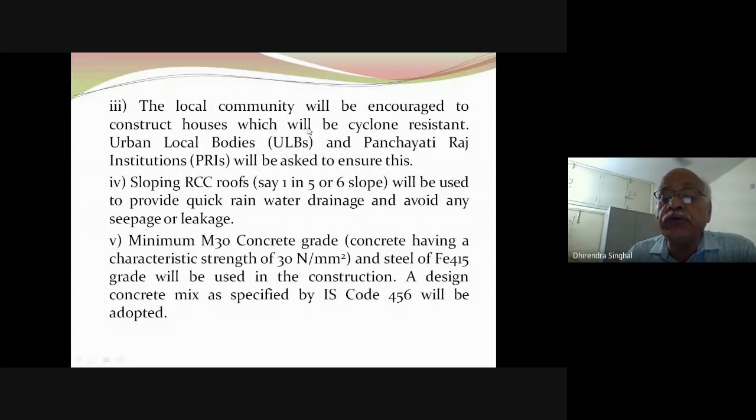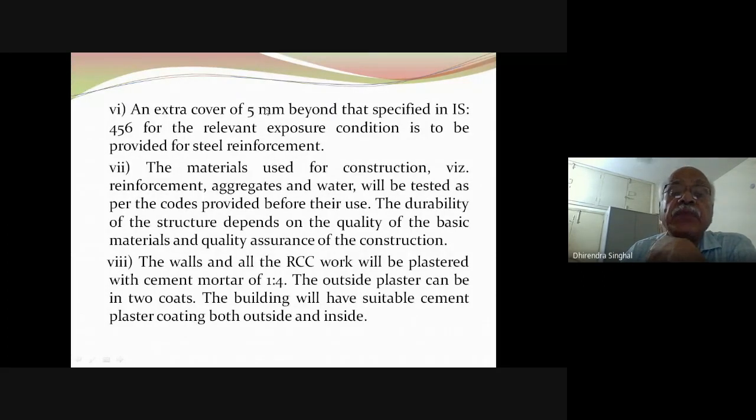Sloping RCC roofs will be used to provide quick rainwater drainage and avoid any seepage or leakage. Minimum M30 grade concrete and Fe415 grade steel are to be used. An extra cover of 5 millimeters beyond that specified in IS 456 for the relevant exposure condition is to be provided. If it is a coastal area where there are chances of cyclones, in addition we have to provide 5 millimeter cover.